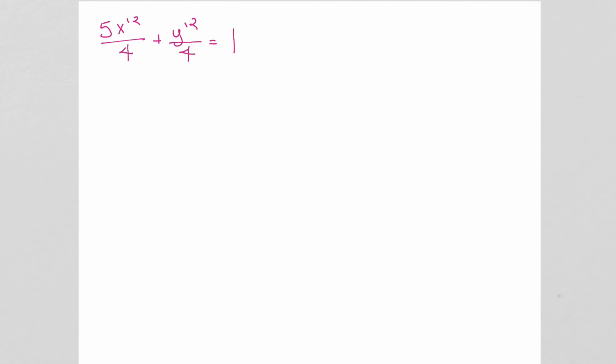If you'll remember, when we do these, we can't have anything on top with this x squared. So what we've got to do is divide it again by 5. So what this gives us is x prime squared divided by 4/5 plus y prime squared over 4 equals 1. And now we have finally got our conic in standard form. Identify it. It's got a plus in the middle. Must be an ellipse.